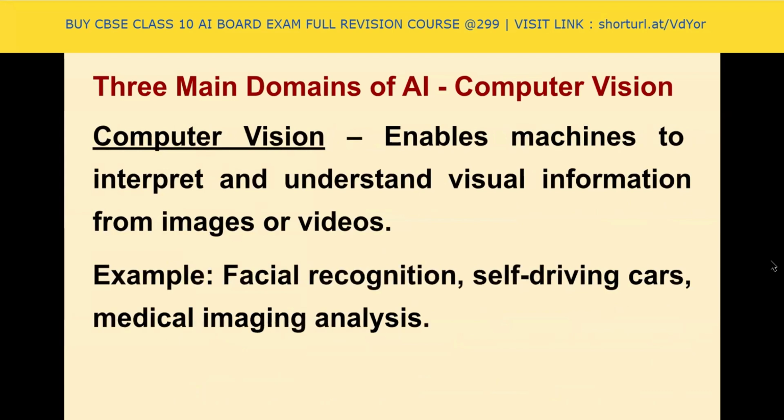Now, like human vision, computer vision means the computers are also given the same type of capabilities which humans can perform with their eyes, right? So what do we mean by computer vision, and what are the areas where we apply it? Computer vision enables machines to interpret and understand visual information from images or videos. Example, facial recognition, self-driving cars.